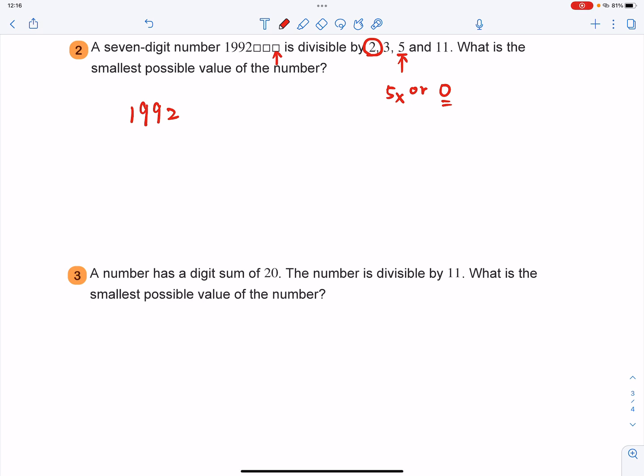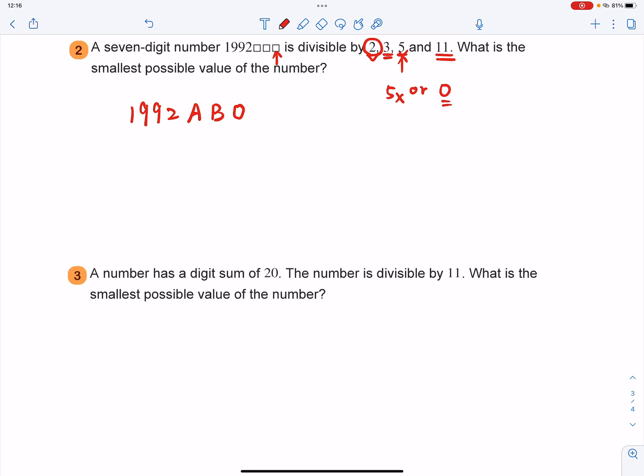1992. So we got 2 blanks. Let's use A and B to represent it. And 0. So now we know that this number must be divisible by 2 and 5. And now we have to meet these 2 requirements, 3 and 11.